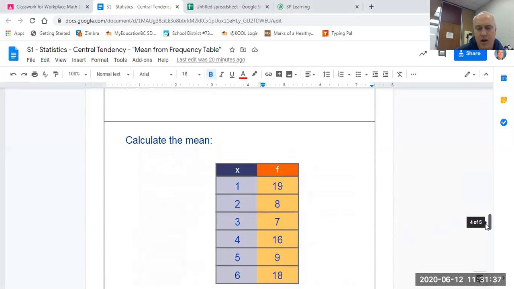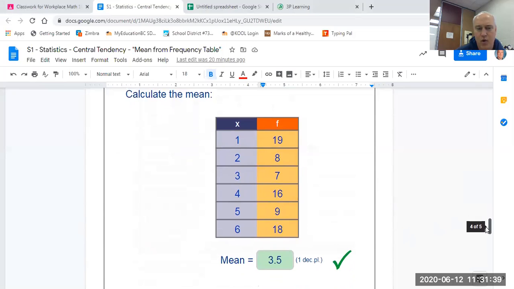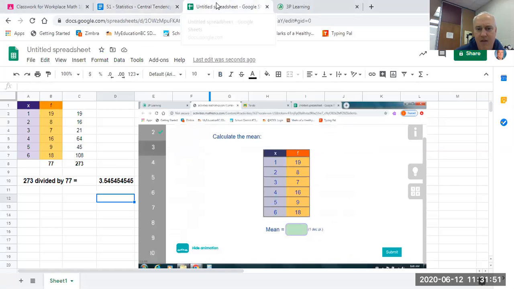Now let's take a look at another example. This is another question. It says calculate the mean, and here is the set of numbers. Now, I just used the calculator for this, but I want to show you another way that we can do this, which is a spreadsheet. So I'm going to click over here, and I have basically a copy of this question. You may not be familiar with a spreadsheet, but basically it allows you to put values in and do calculations.